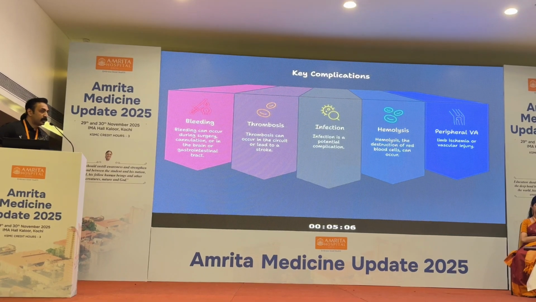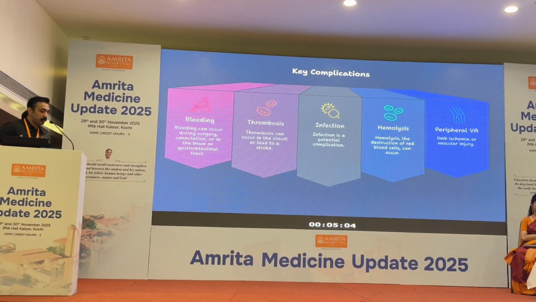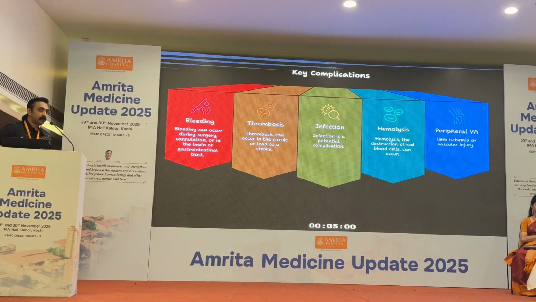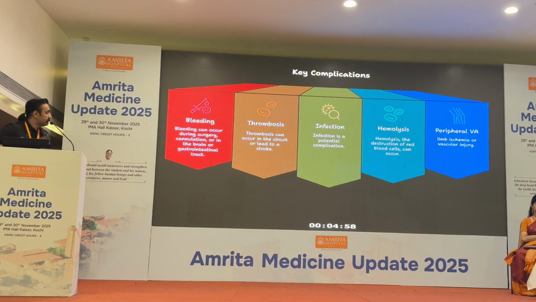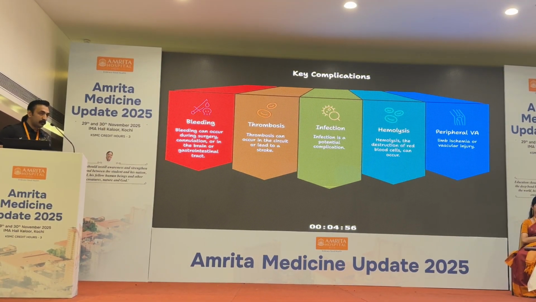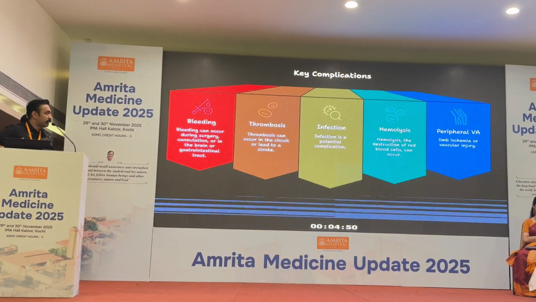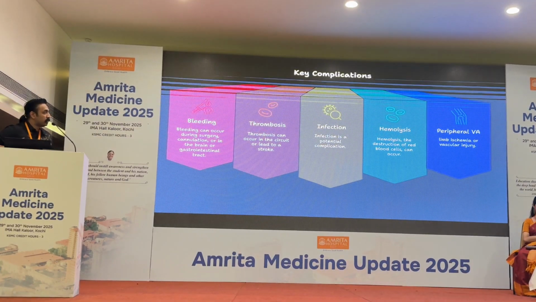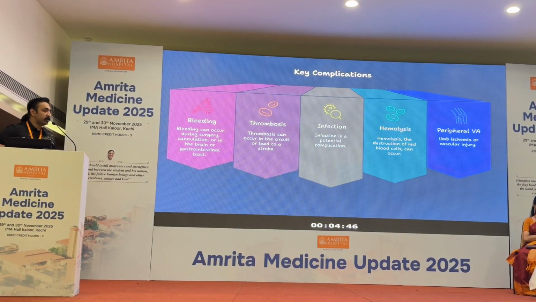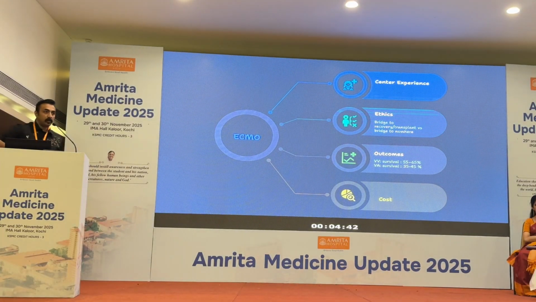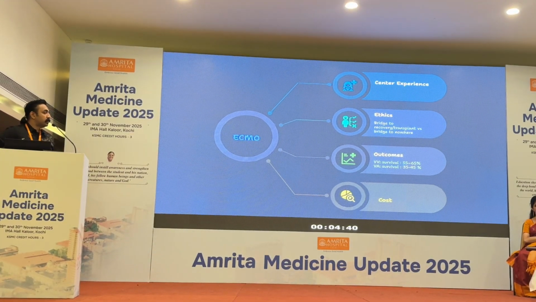So with ECMO, always think about the other complications which come with it. Always think about bleeding as a major complication because you're going to keep the patient anticoagulated. Again, thrombosis, blood is going out of the body and circulating, high risk of thrombosis. Risk of infection is quite high. Hemolysis, and also in the peripheral veno-arterial ECMOs, you need to think about limb ischemia and vascular injuries also.